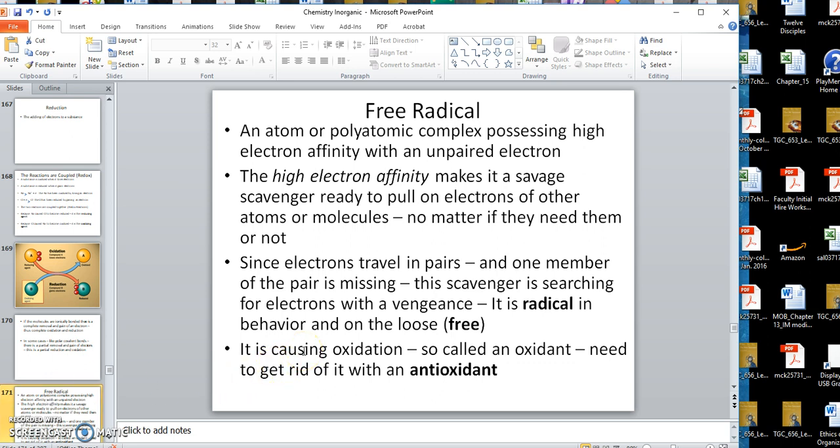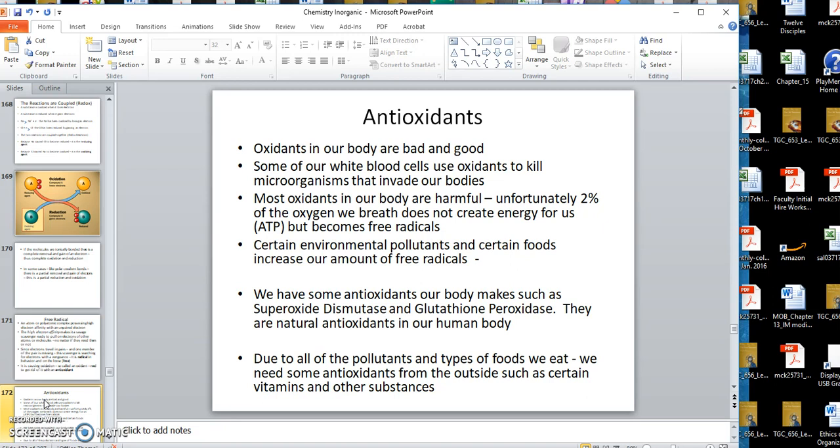Because you are stealing electrons, things are getting oxidized. So we would call these an oxidant, getting oxidized. So in order to alleviate or stop this action, we need what we call antioxidants. Antioxidants. Now, in our human body, as I alluded to, there are many free radical reactions going on. Free radicals we know now are responsible for some aspects of cancer, for some aspects of aging, for some aspects of inflammation. A lot of work has been done on this.